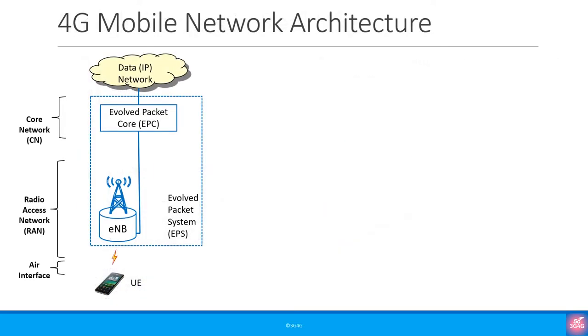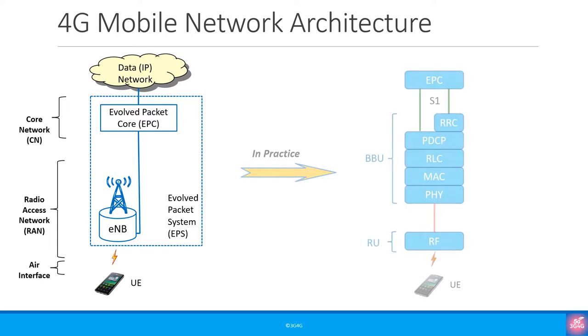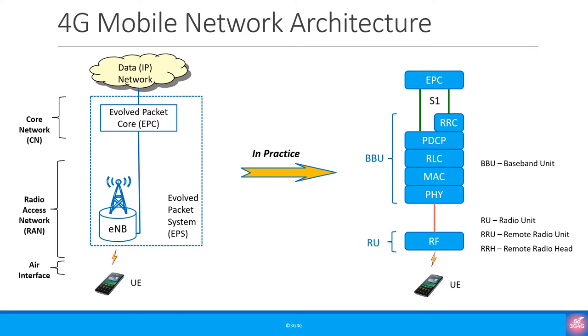If we start with the high-level 4G mobile architecture, in practice the eNode B looks like this. There is a BBU or baseband unit and a radio unit or RU. In practice the RU is also called the RRU or RRH. RRU stands for Remote Radio Unit and RRH stands for Remote Radio Head. The reason it is referred to as remote is because it is on top of the tower.